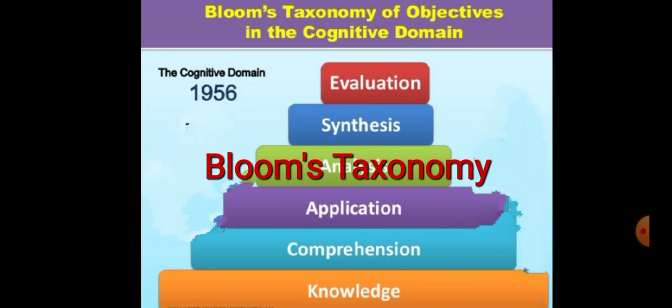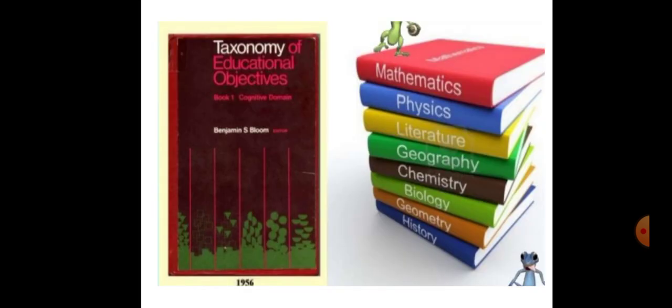with the cognitive domain, which was developed in 1956 by Benjamin Bloom. This is the book of Benjamin Bloom, Taxonomy of Educational Objectives, that was written or developed in 1956.